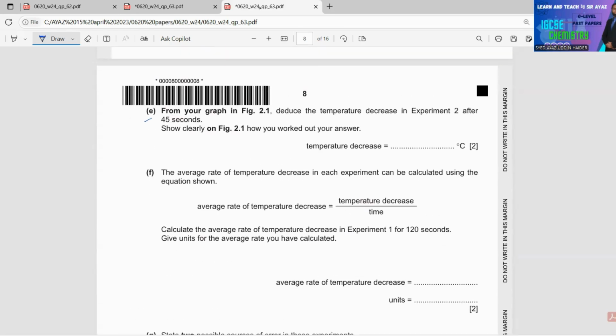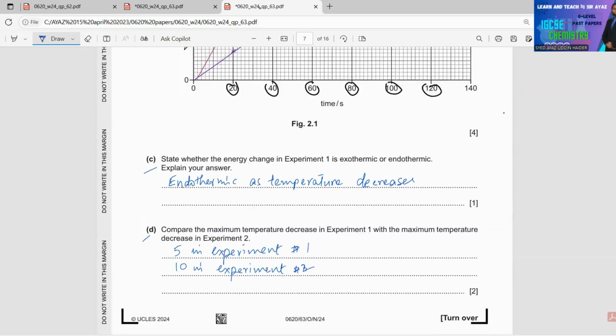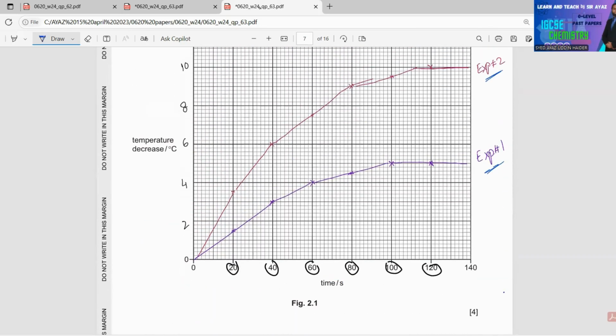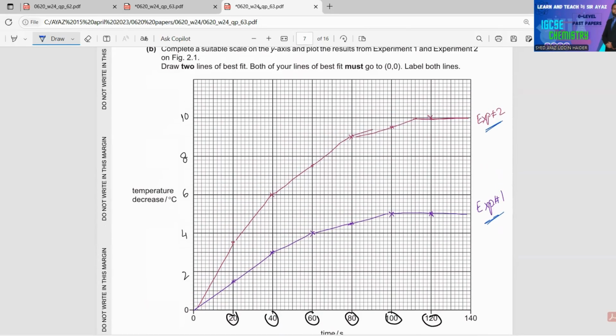Moving to the next part, which is part E. From your graph in figure 2.1, determine the temperature decrease in experiment 2 after 45 seconds. Show clearly on figure 2.1 how you worked out your answers. So they are talking about experiment 2 after 45 seconds. Experiment 2, 45 seconds.